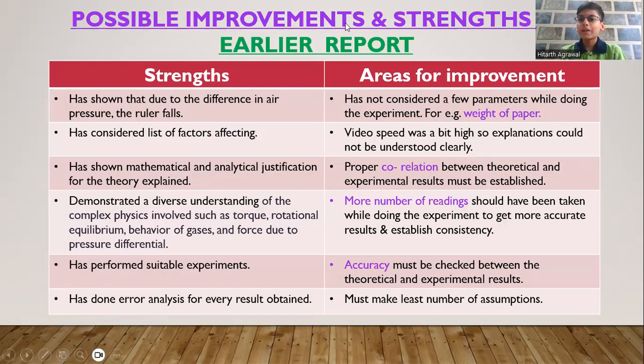The possible improvements and strengths in the earlier report of the reporter. The strengths are: he has shown that due to the difference in air pressure the ruler falls, has considered a list of factors affecting it, has shown mathematical and analytical justification for the theory explained, and has also demonstrated a diverse understanding of the complex physics involved, such as torque, rotational equilibrium, behavior of gases, and force due to pressure differential.